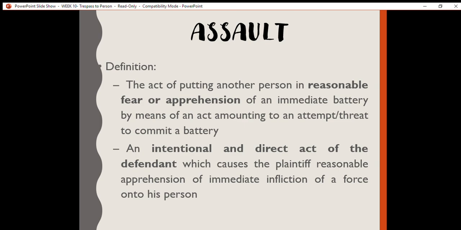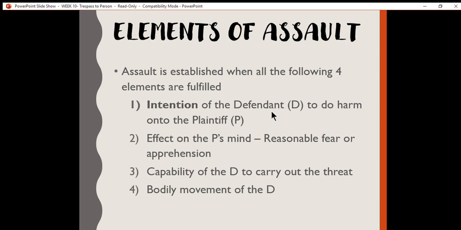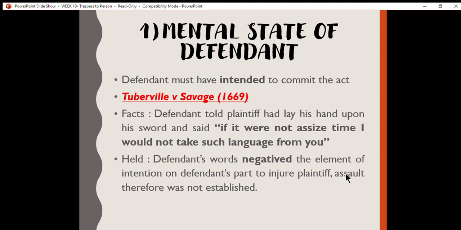Alright. So what are the elements of assault? Okay, basically there are four. First is an intention of the defendant to do harm to the plaintiff. Intention also means a mental state of the defendant. Second is the effect on the plaintiff's mind which causes reasonable fear or apprehension. And then there is the capability of the defendant to carry out the threat, and then a bodily movement of the defendant.